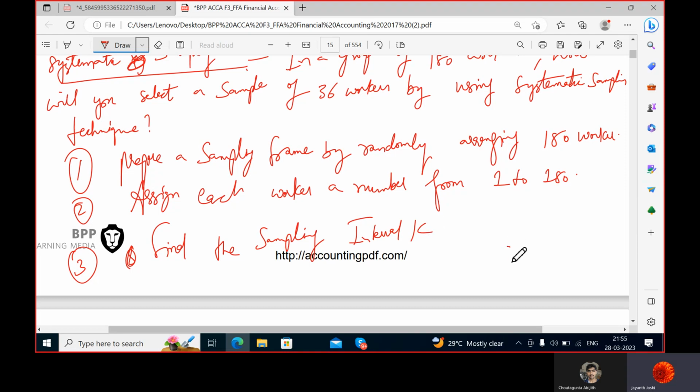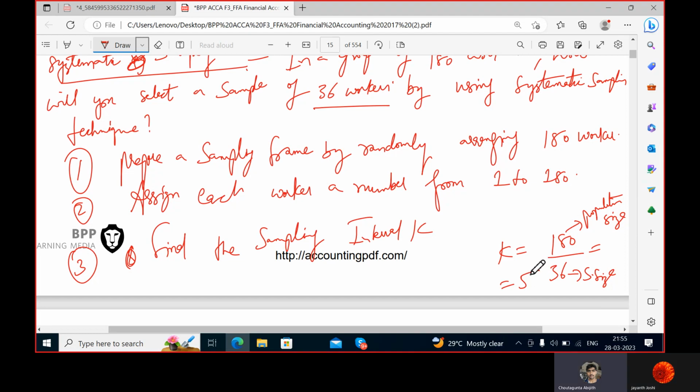K would be nothing but, on an average, like 180 workers are there. Out of that, the sample size is how much? How many workers in a sample? 36. So I'll take my population size and my sample size, correct? Population by sample. That will be my interval. So my sampling interval will be what, Abhijit? 5.